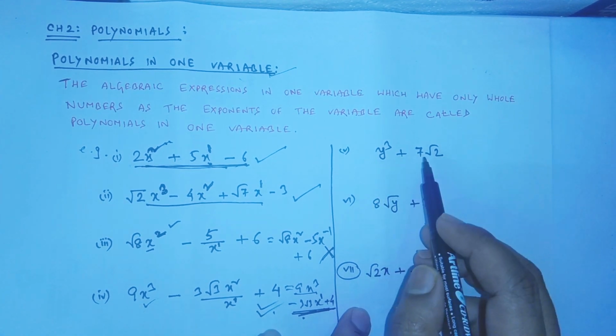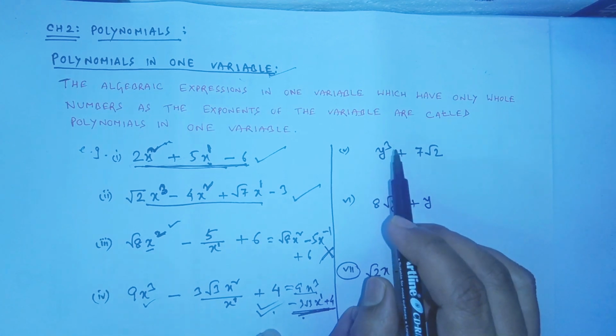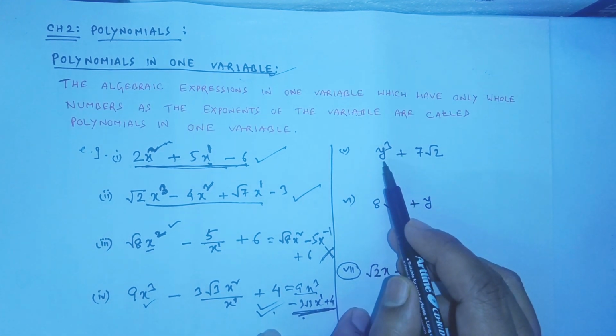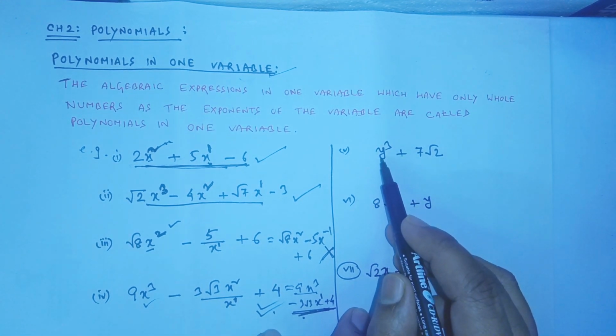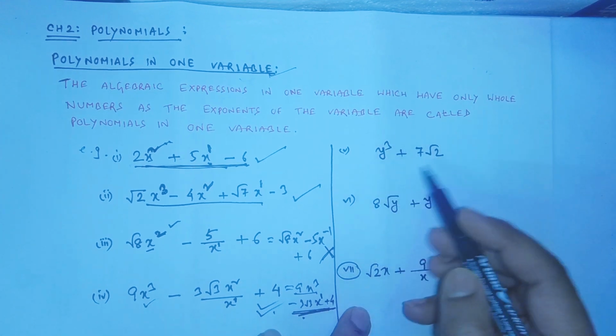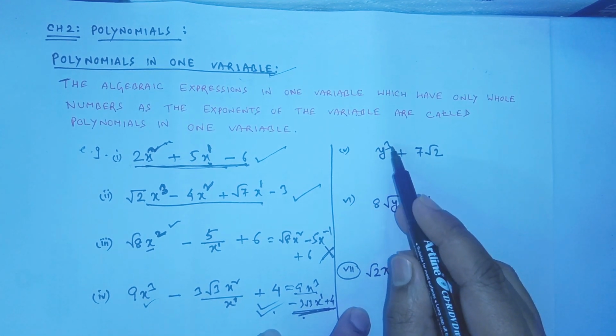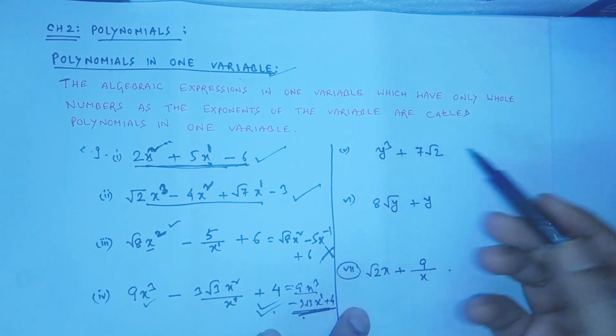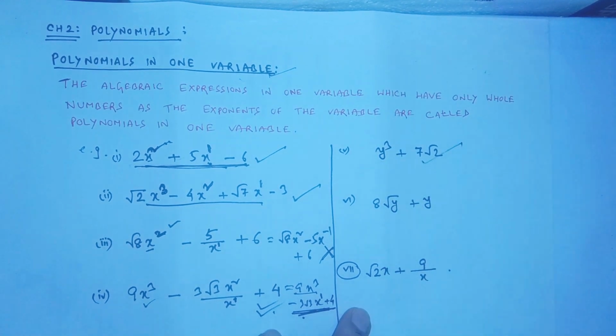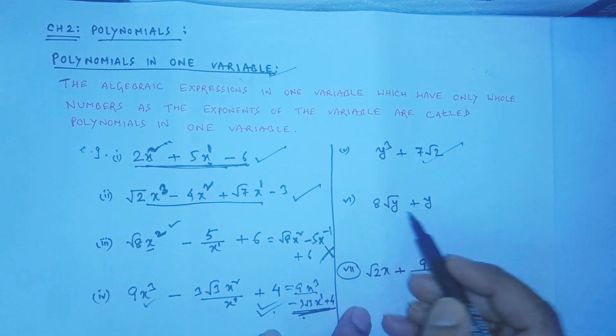Okay, next, the exponent of the variable must be a whole number. Now this exponent 3 of the variable y, 3 is a whole number, so the variable y has a whole number in the exponent, so this is a polynomial. Okay, next example, 8 root y plus y.